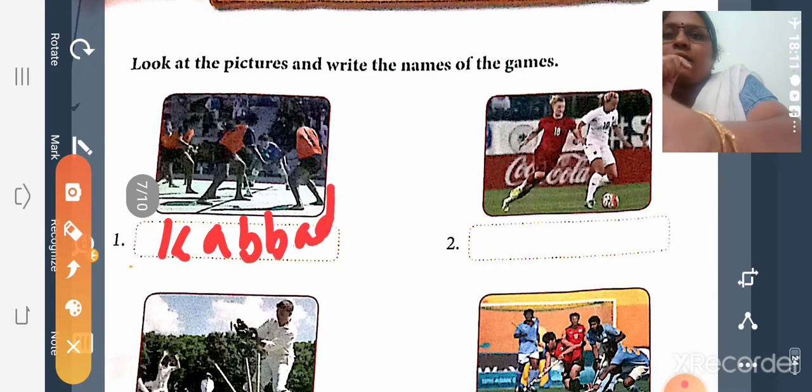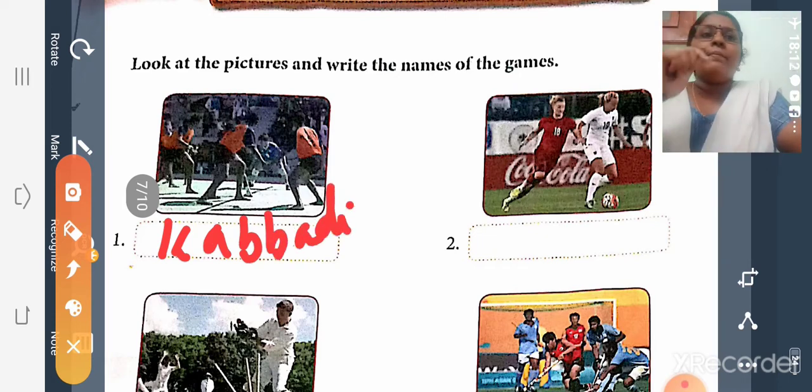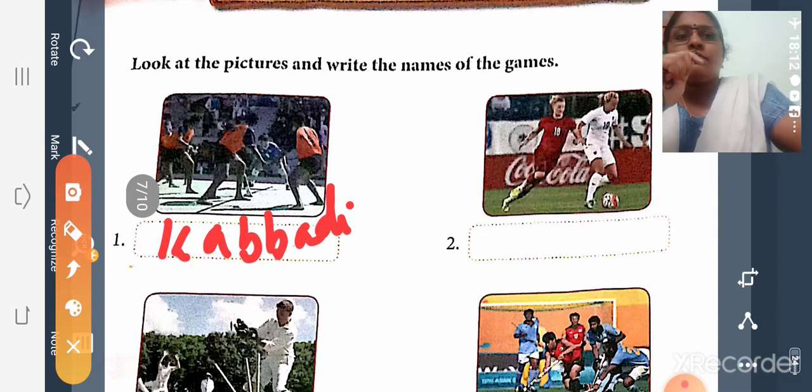This one is Kabaddi. Kabaddi is a game played between two teams of 7 players each. It is popular in the Indian subcontinent and other surrounding Asian countries. It is a national sport of Bangladesh. It is played in many Indian states.